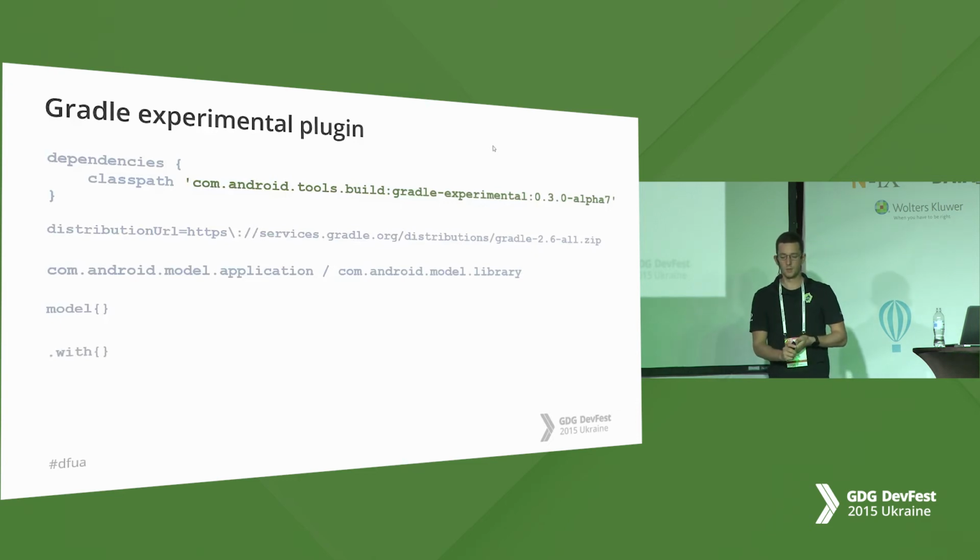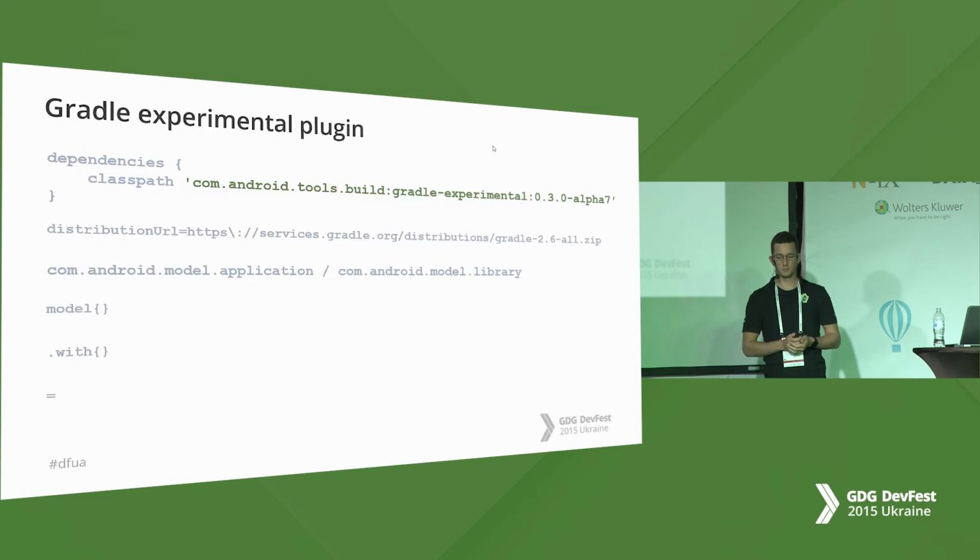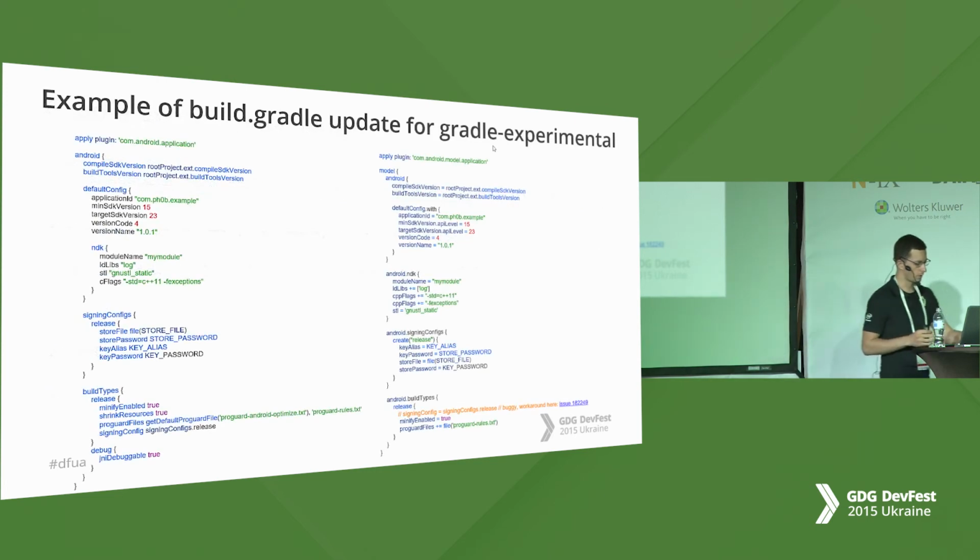Another change through the build.gradle file is instead of declaring, for example, target SDK version 23, it will be target SDK version equals 23 and so on. You have to use equals instead of methods that you used before. But yeah, let's look at a real example.